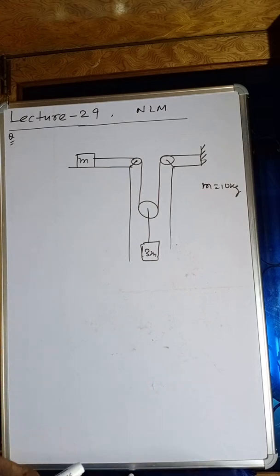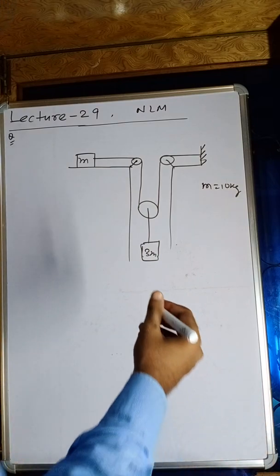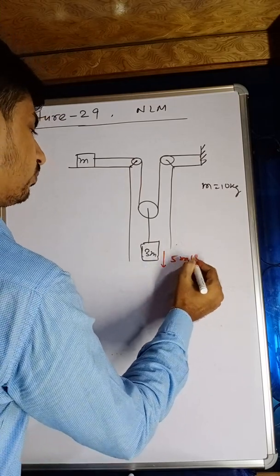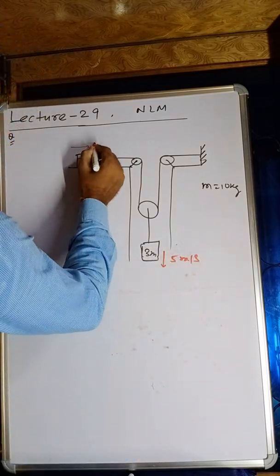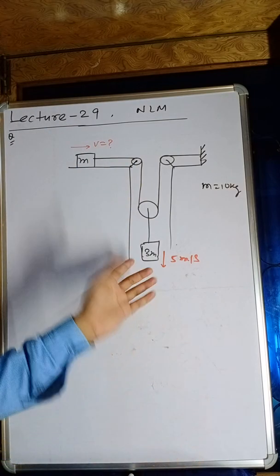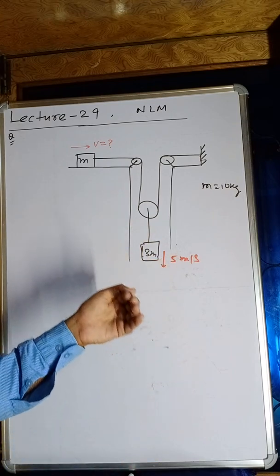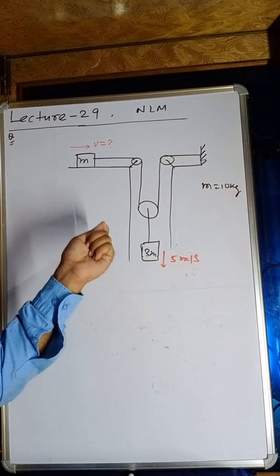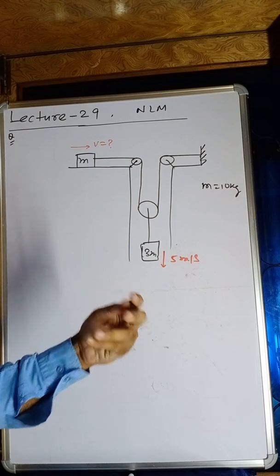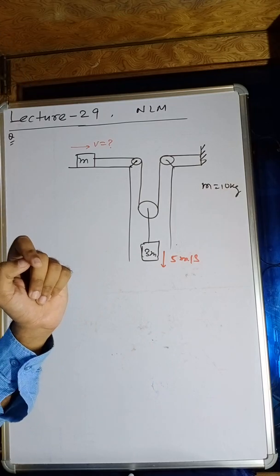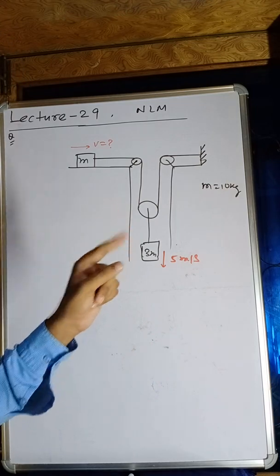Suppose in the question, it is given that this body moves with 5 meter per second. If it is moving with 5 meter per second, then what will be the velocity of this one? Could you solve? Yes, you can solve, my dear students. So let me start solving this question from velocity only. And then we will try to understand how to solve the question and find acceleration, tension in string, what will be the tension and acceleration.